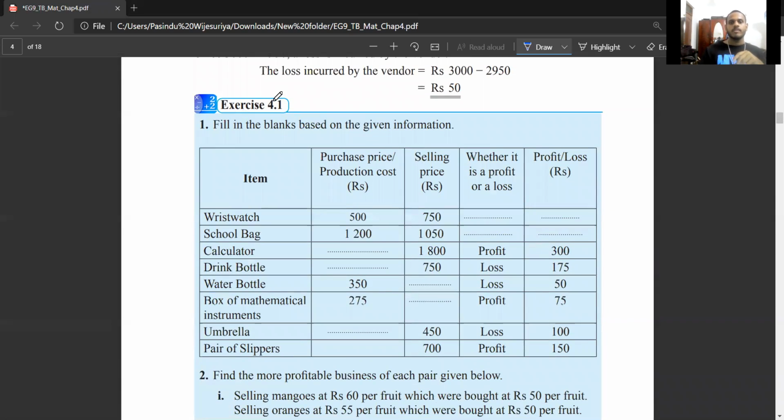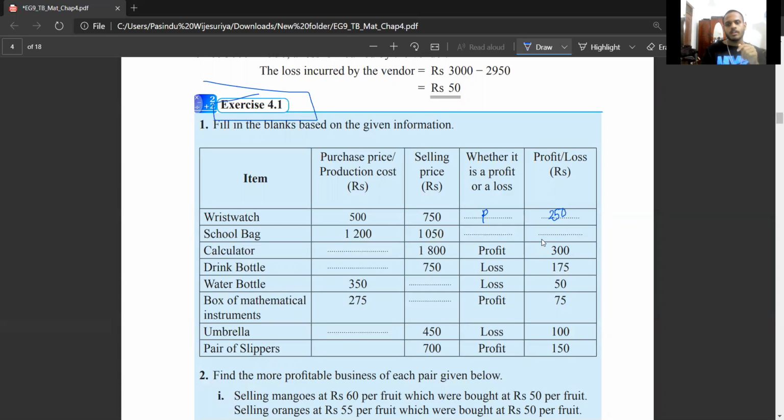So we will be starting with exercise 4.1. I'll be filling random ones. Let's see. Purchasing at 500 and selling at 750. The purchasing amount is low, the selling amount is high. I'll just put the letter P so you see it's a profit. Then what is the profit? 750 minus 500 is 250.